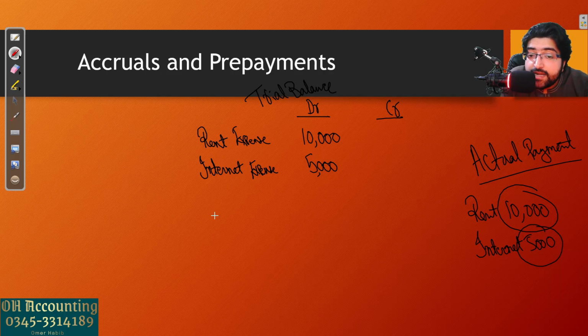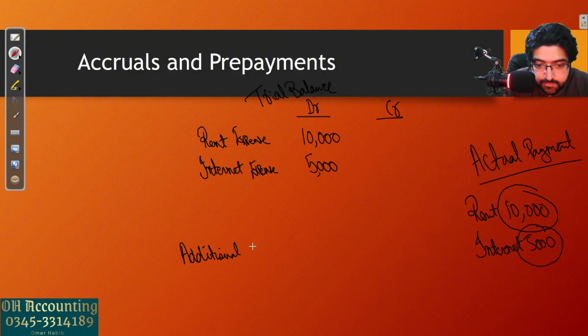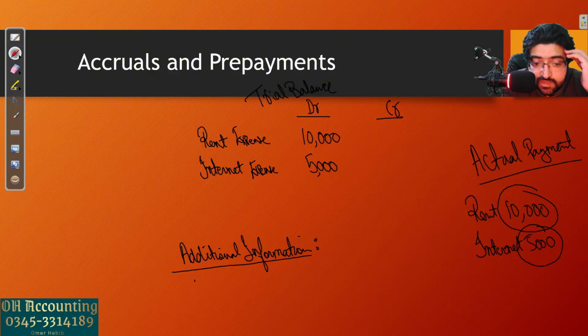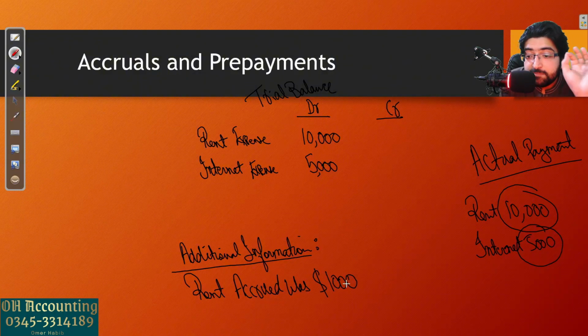Now, at the end of the year, they will give you some additional information. Okay. Additional information. Let's say they are informing us that rent accrued was $1,000. What it means is that after you have made this payment of 10,000, still rent accrued was 1,000, which means you have used the service and you're supposed to pay for it.